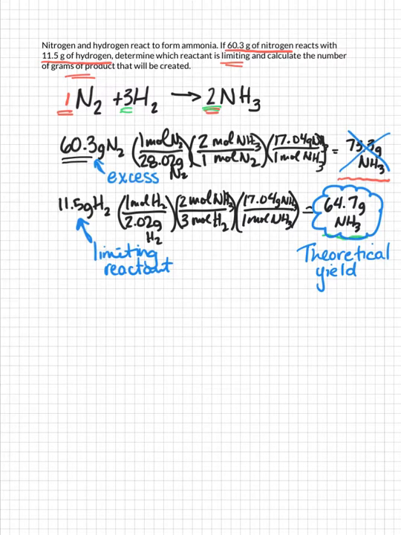So what do you think? Like I said, not too terribly difficult. If you understand how to do the stoichiometry problems, then literally you do 2 stoichiometry problems and compare your answers at the end. Whichever one makes the least amount of product, that's going to be your theoretical yield, that amount that's made, and the reactant that makes that amount is your limiting reactant. The reactant that makes too much is your excess reactant.